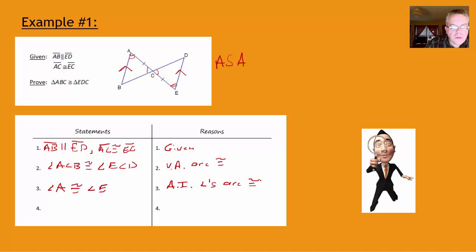Super. All right, we did it. We showed that they have a matching angle, side, angle triplet. So now we can conclude we've shown enough to know that triangle ABC has to be congruent to triangle EDC. Why? Well, we've said ASA, angle side angle. There we go. From the given information, we've proceeded logically to show that these two triangles indeed have to be congruent. No other way about it.